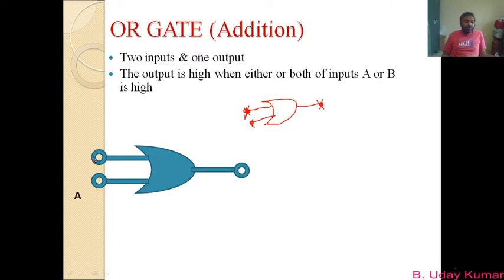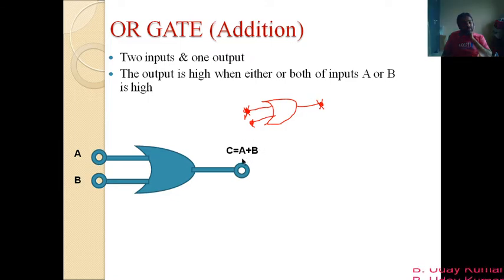The inputs are denoted by A and B. Here A is one input of the OR gate and B is the other input, and the output of the OR gate is denoted by C. But this C, I have written as A plus B, remember.